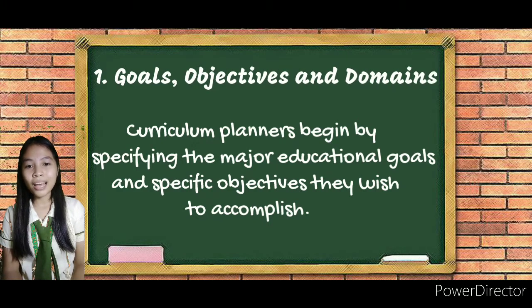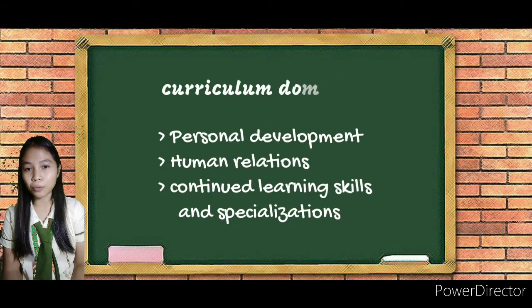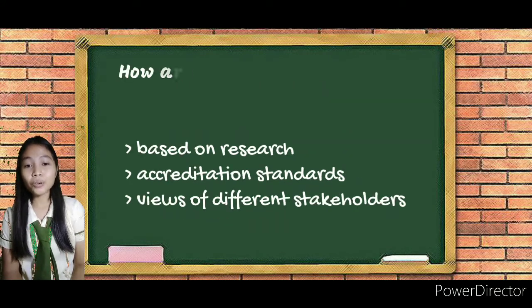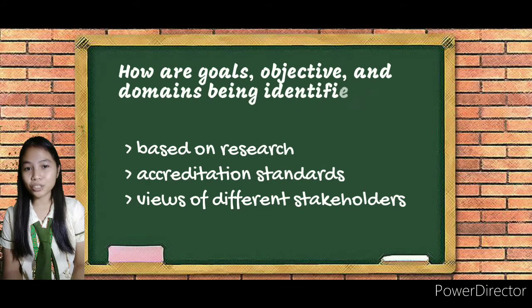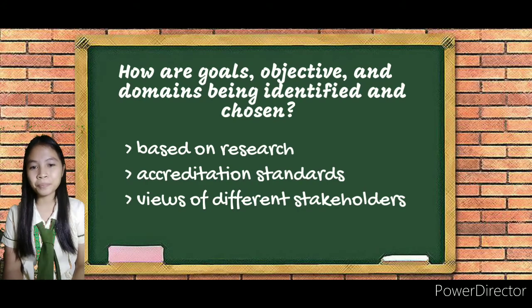In this model, curriculum planners begin by specifying the major educational goals and specific objectives they wish to accomplish. Each major goal represents a curriculum domain: the personal development, human relations, continued learning skills, and specialization. The goals, objectives, and domains are chosen based on the research findings, accreditation standards, and views of the different stakeholders.